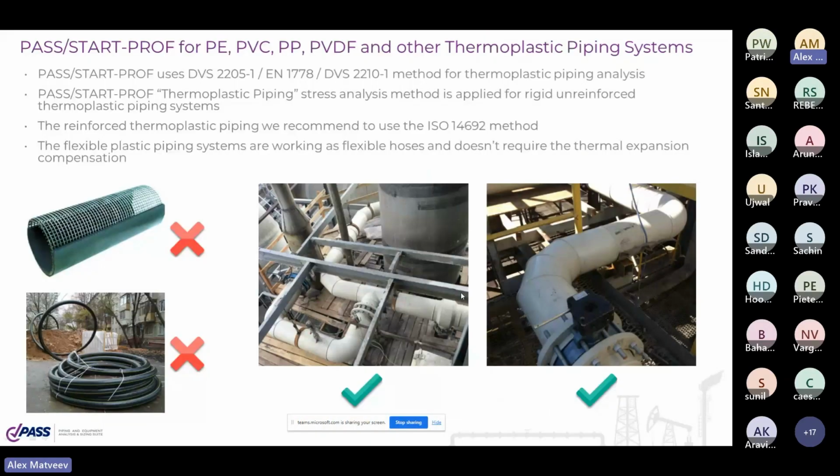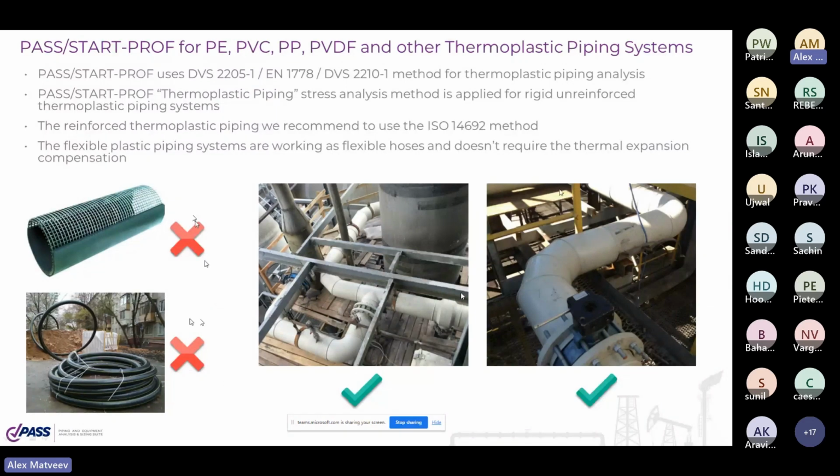Here you can see different types of plastic piping. It divides into the flexible piping. It doesn't require the stress analysis because it's self-compensated. We don't need to perform flexibility analysis for such type of piping.